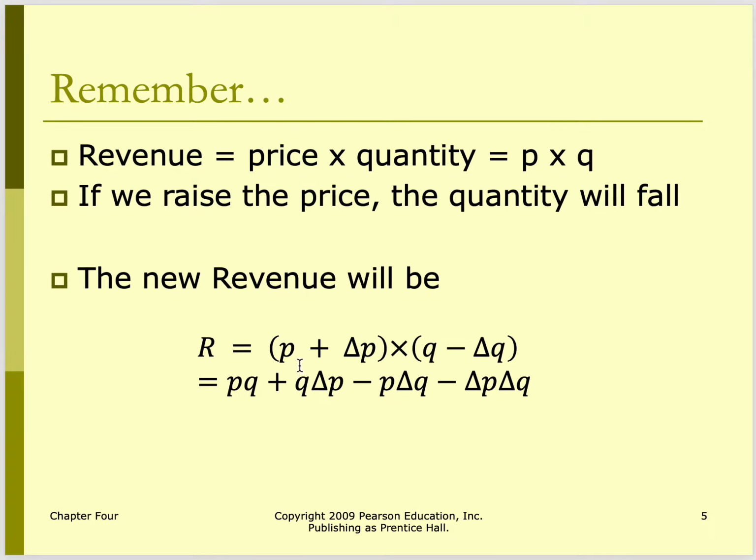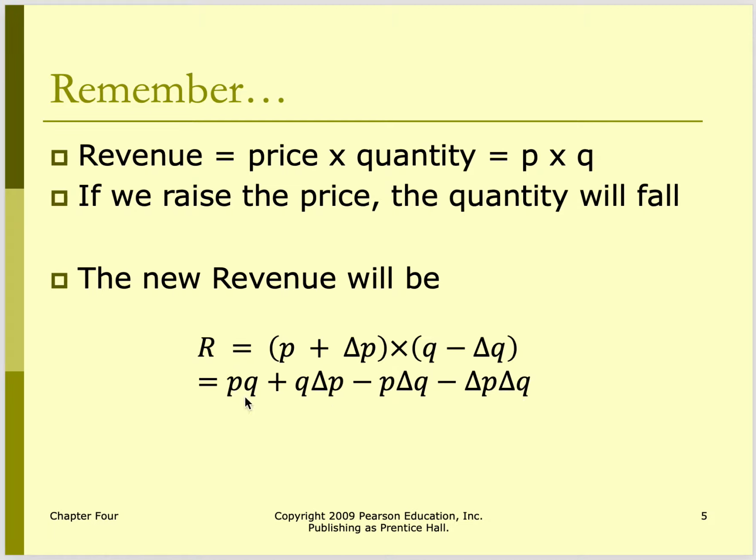So remember, you multiply the first, P times Q. You multiply the outer, P times minus delta Q. Then the inner, delta P times Q. And then you multiply the last, so you get negative delta P times delta Q.